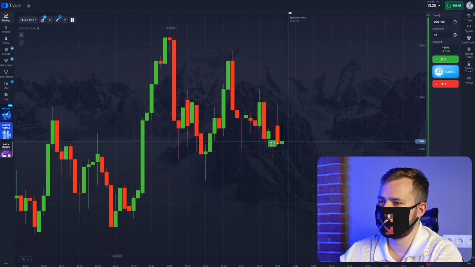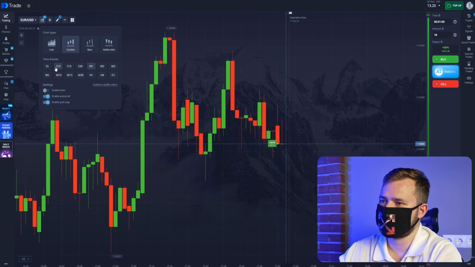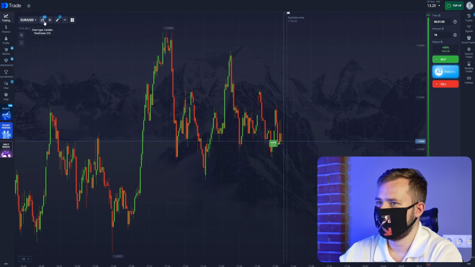Since we're opening all our positions in a very short-term perspective, I recommend setting the candles to 15 seconds. It'll actually be much more convenient for you to watch that way. Right now we have 1 minute candles set here.